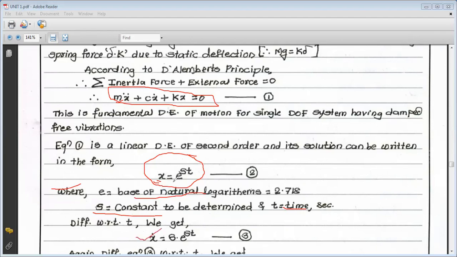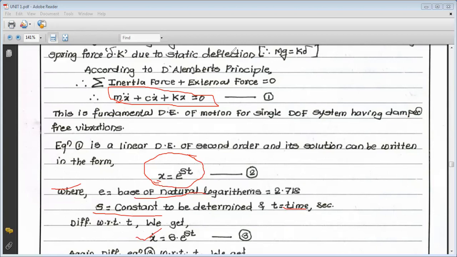And what is d by dt of e raised to st? The derivative of e raised to x is e raised to x itself, times the derivative of the exponent. So e raised to st stays the same, multiplied by the derivative of st. With respect to t, s is constant and dt by dt is 1. So we get s e raised to st. This is your velocity, that is x dot.